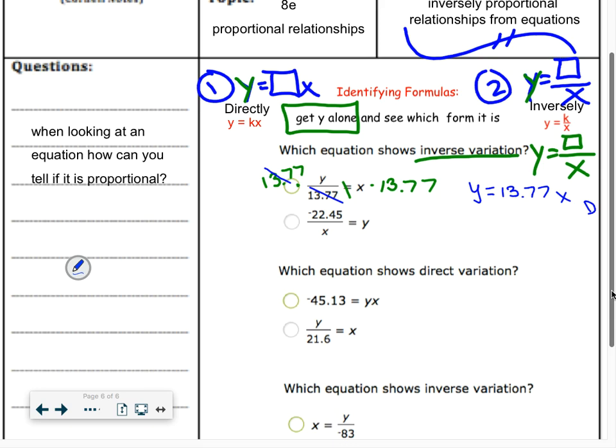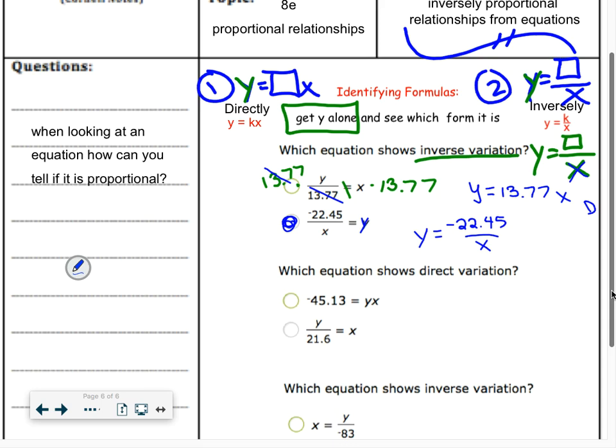Scooting to the second one. Y is by itself, so I don't need to do anything. But maybe you don't like it on the right-hand side, maybe it confuses you. Then just swap them. You could turn this to y equals negative 22.45 over x. X is on the bottom like I wanted it to be. The second one is my inverse.